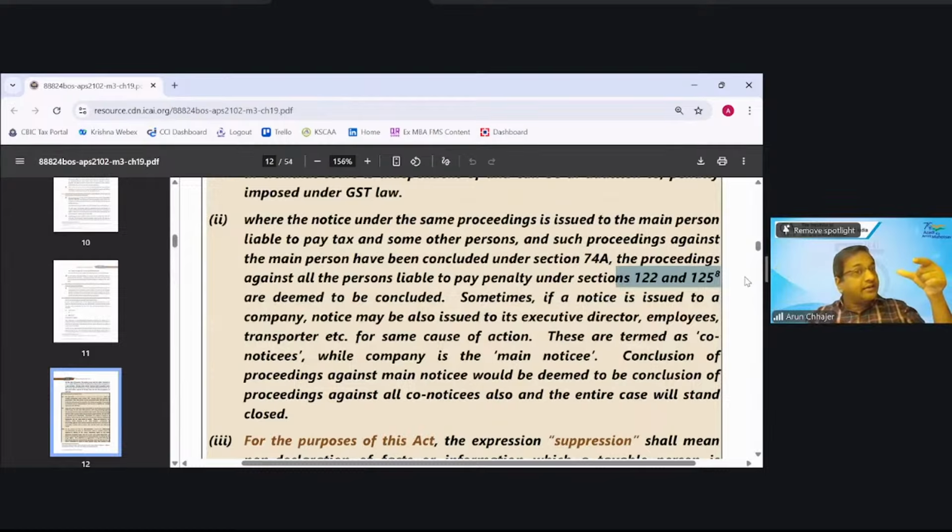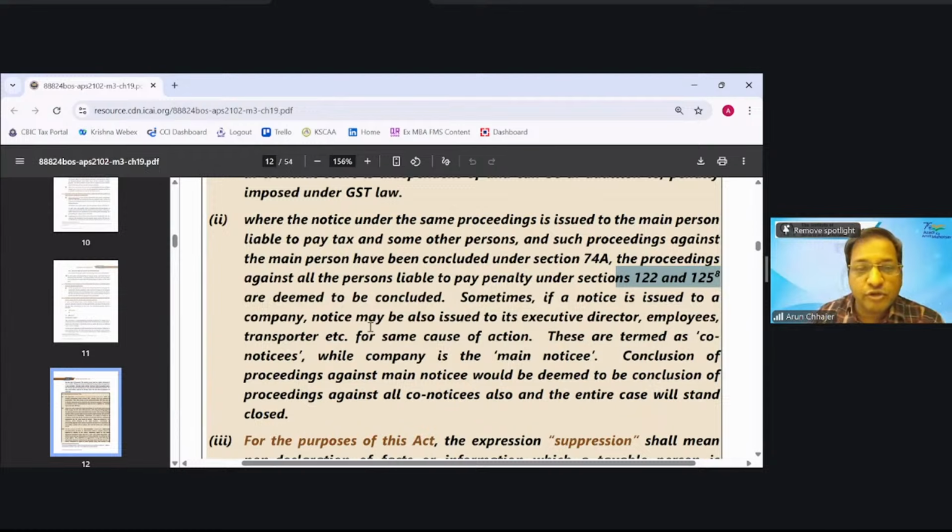Now, अगर मेन पर्सन मिस्टर ए ने वो पेनल्टी इंटरेस्ट टैक्स जो पे कर दिया, जो भी उसका स्लैब था, और 74 ए कंक्लूड हो गया, तो इस पर्सन के ऊपर जो 125 की पेनल्टी वो भी डीम टू बी कंक्लूडेड है.